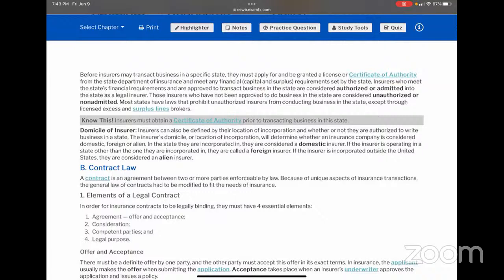Insurers must obtain a certificate of authority prior to transacting business in this state. That's what they just said, right?